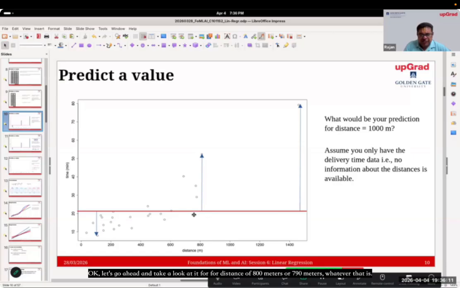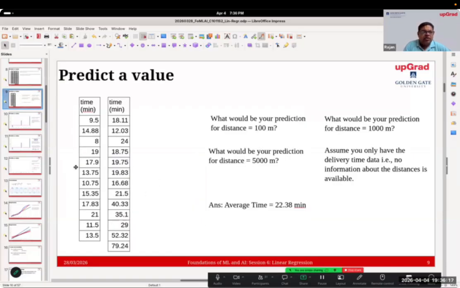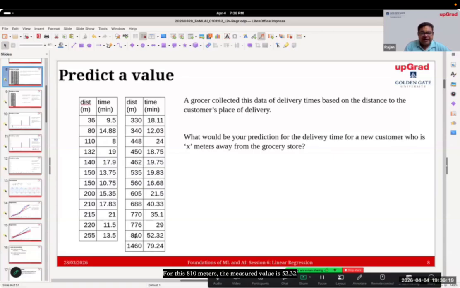Are there any customers at a distance ahead, 800 meters or 790 meters, whatever that is? Let's see if our model is doing exactly what threshold we have set up. Then we go back, measure the value, which is 52.22, retrain it and redeploy it again.